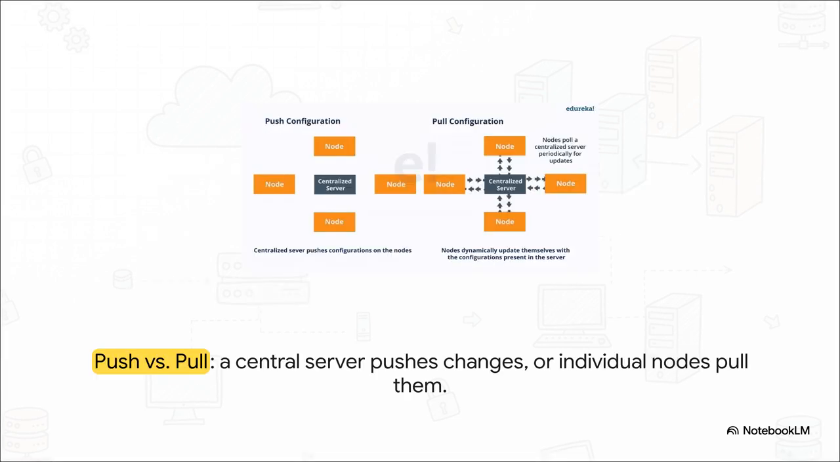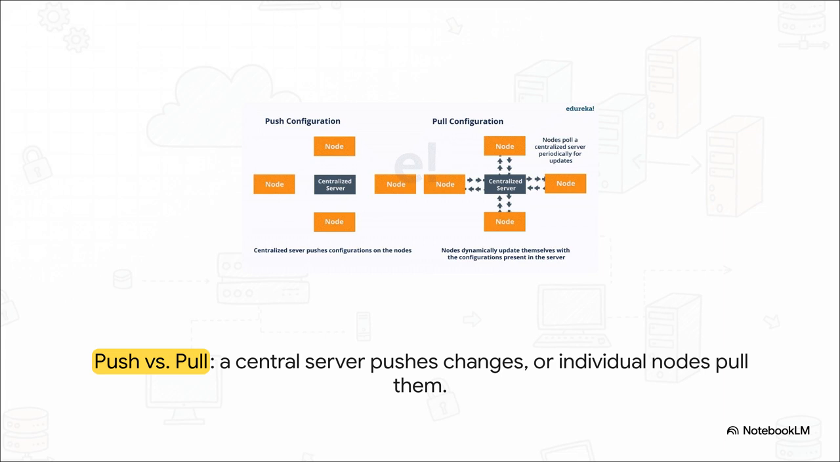And this diagram really lays out the 2 main models perfectly. On one side, you have the push model. Here, a central server actively reaches out to all the other machines, the nodes, and pushes the configuration changes out to them. This is awesome for when you need to make immediate, on-the-fly changes.